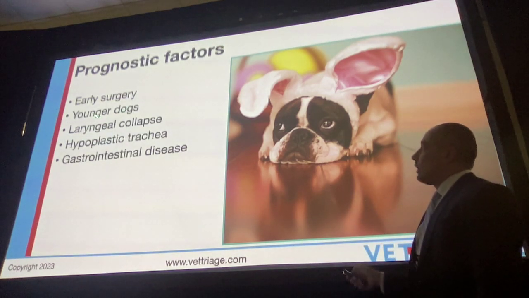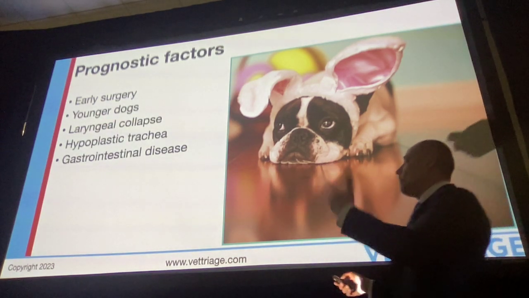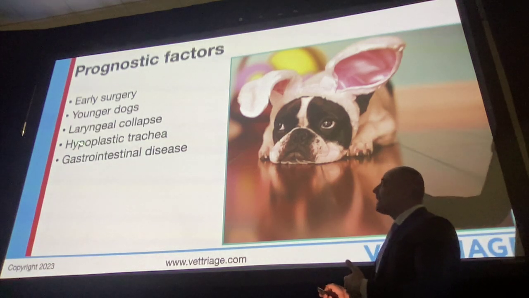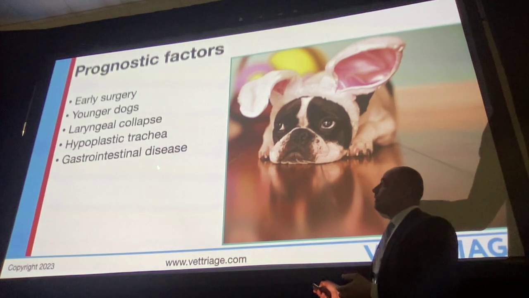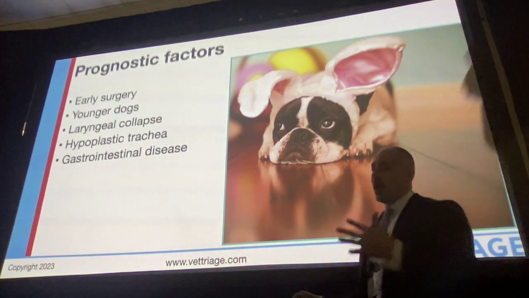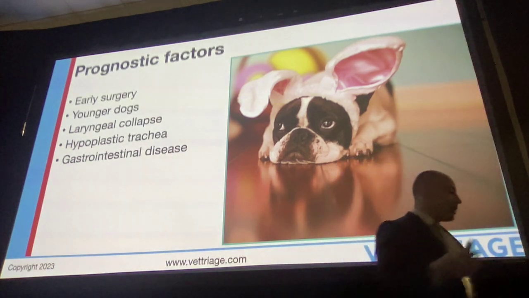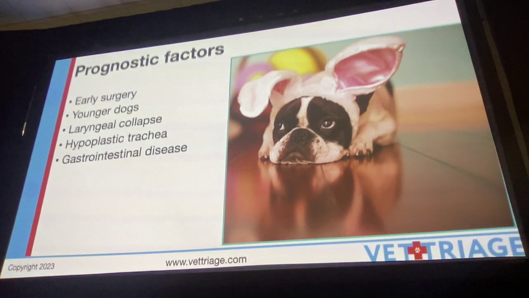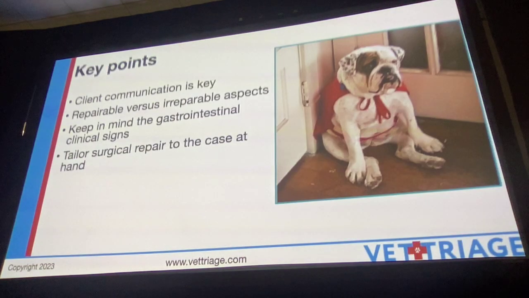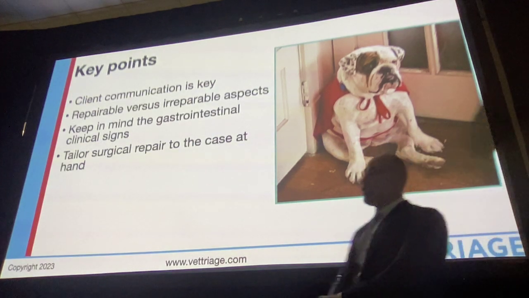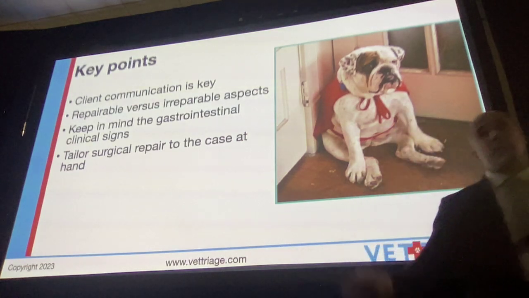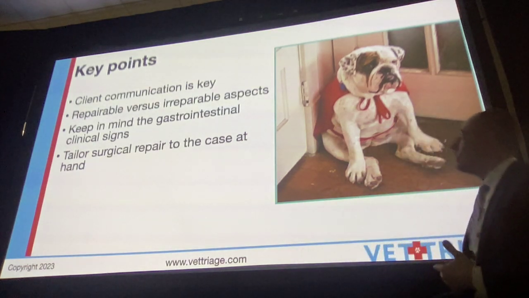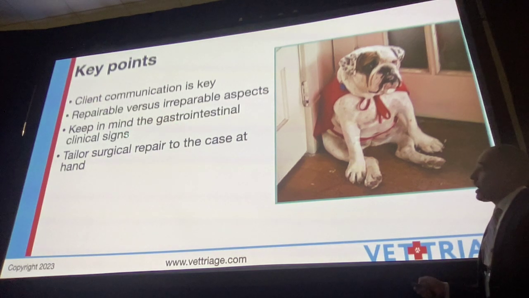The degree of laryngeal collapse plays a role. Obviously, the more mild, the better. The presence of hypoplastic trachea hurts their prognosis, no surprise there. And the presence of GI disease does hurt their prognosis, which is why I want you to investigate the history further and try to tackle the GI part of this condition as well. And finally, key points. Client communication is key, talking about primary versus secondary, or ideally repairable versus non-repairable aspects of this disease, keeping in mind the GI clinical signs.